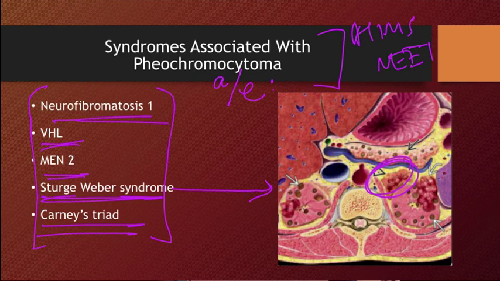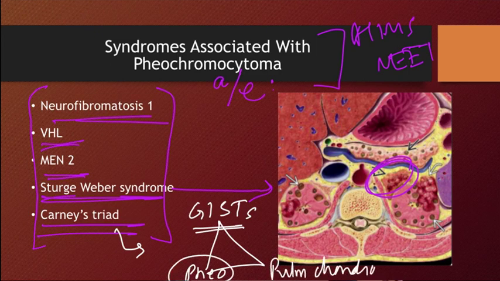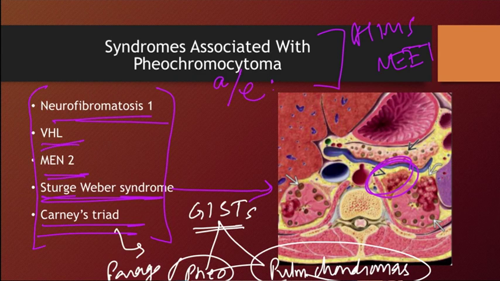Now, what is the Carney's triad? Carney's triad is a triad which consists of GISTs, that is gastrointestinal stromal tumors, Pheos or paragangliomas, right, and pulmonary chondromas. So, this is the Carney's triad, which is GIST, paraganglioma / Pheo and pulmonary chondromas.